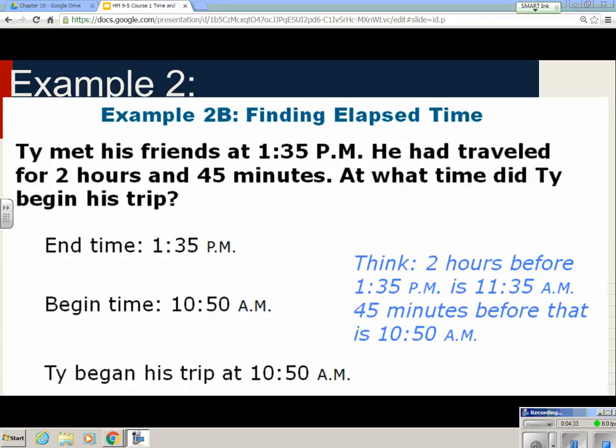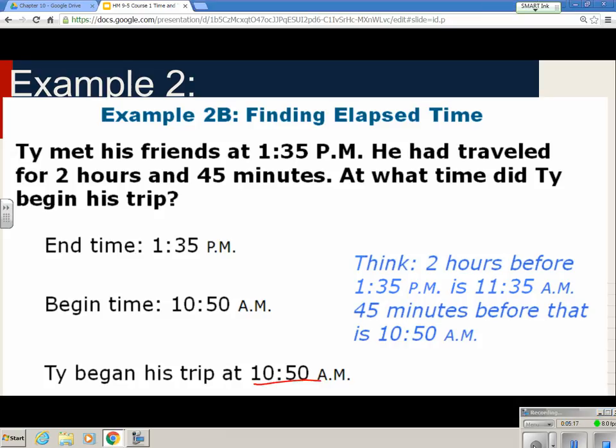Okay, now we're on to Ty instead of Sean. Ty met his friends at 1:35 p.m. He had traveled for 2 hours and 45 minutes. At what time did Ty begin his trip? Well, we know that he ended at 1:35, so we just have to subtract 2 hours and 45 minutes from 1:35. So we know that 2 hours behind 1:35 is 11:35, and then 45 more minutes behind that is 10:50 a.m., as displayed right here.